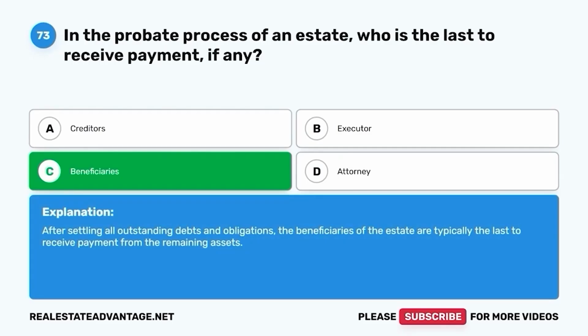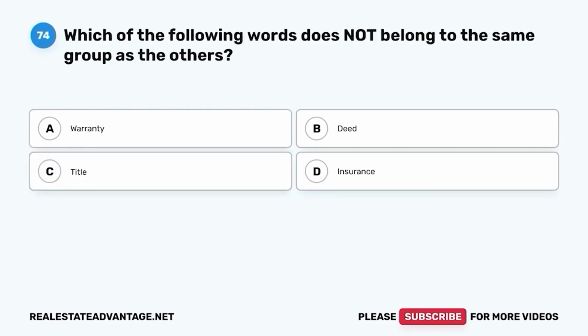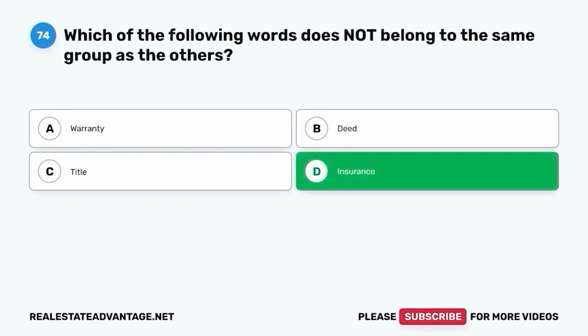Question 74. Which of the following words does not belong to the same group as the others? A. Warranty. B. Deed. C. Title. D. Insurance. The correct answer is D.